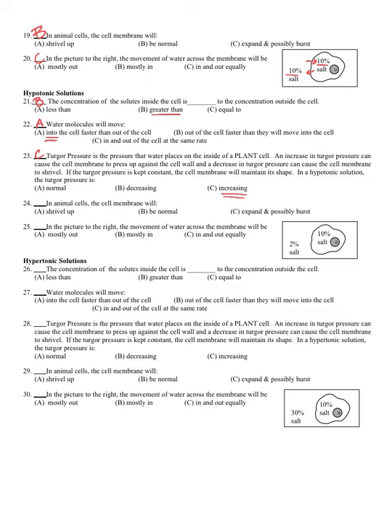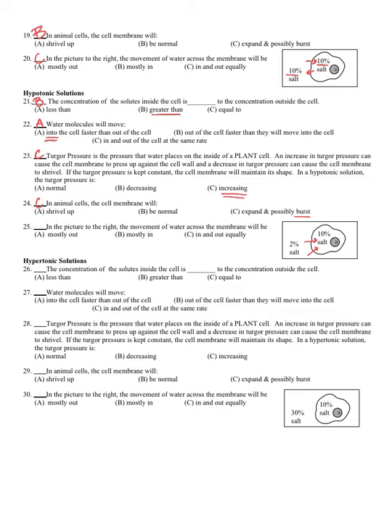Number 24. In animal cells, the cell membrane will C, expand and possibly burst. And again, this is because water is rushing into the cell, and there's no cell wall to help the cell membrane stop from bursting, and so animal cells can actually burst if they are in a hypotonic solution.